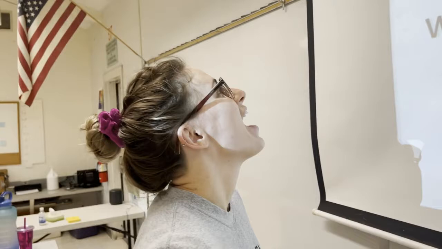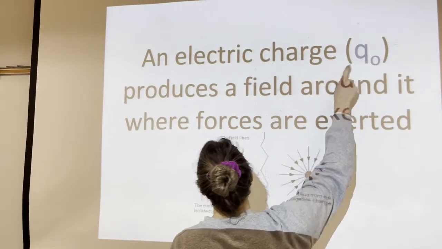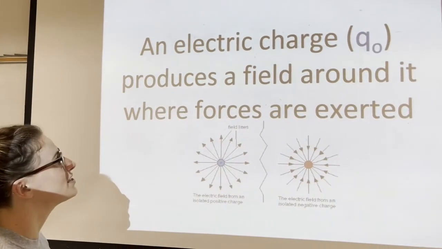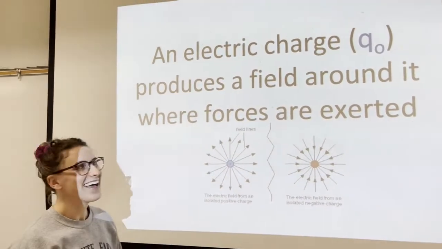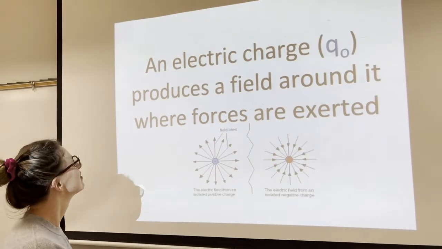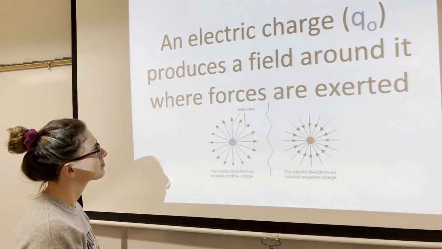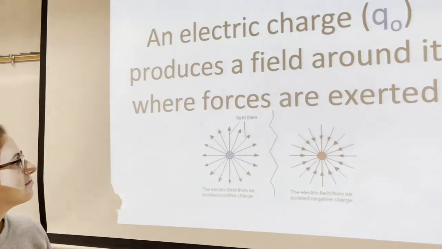Let's do it. Okay. An electric charge, symbolized by original Q sub zero, produces a field around it where forces are exerted. How can forces be exerted through empty space? That's a very difficult problem for science, has been, not anymore, since we have field theory that explains it.